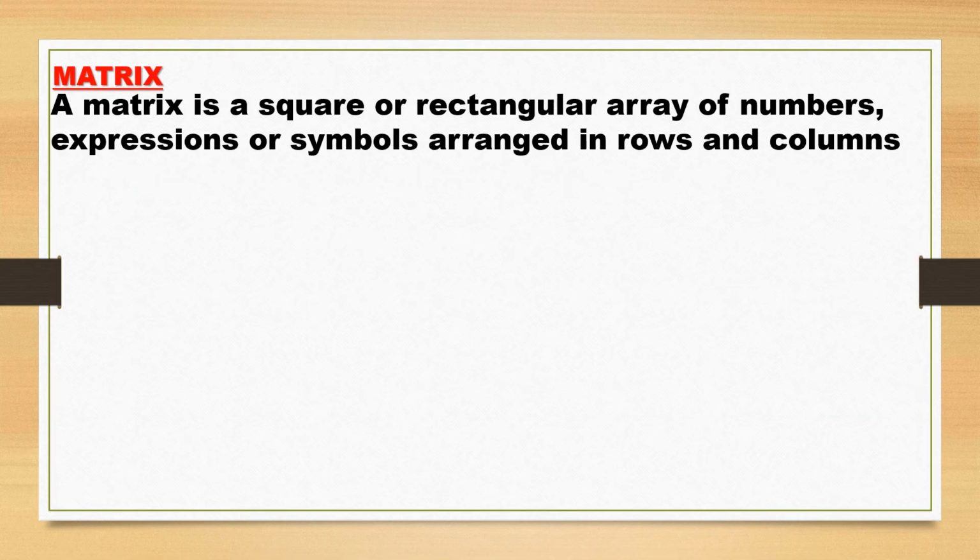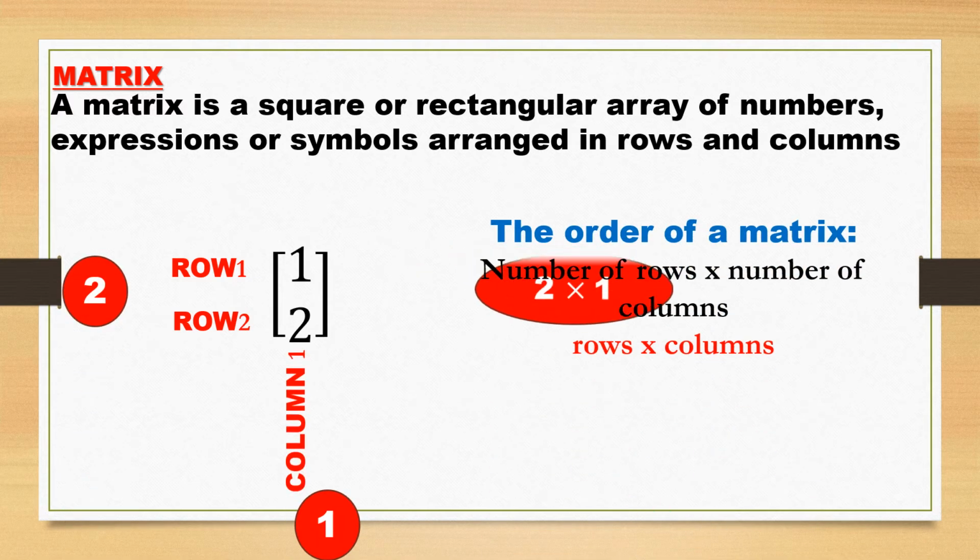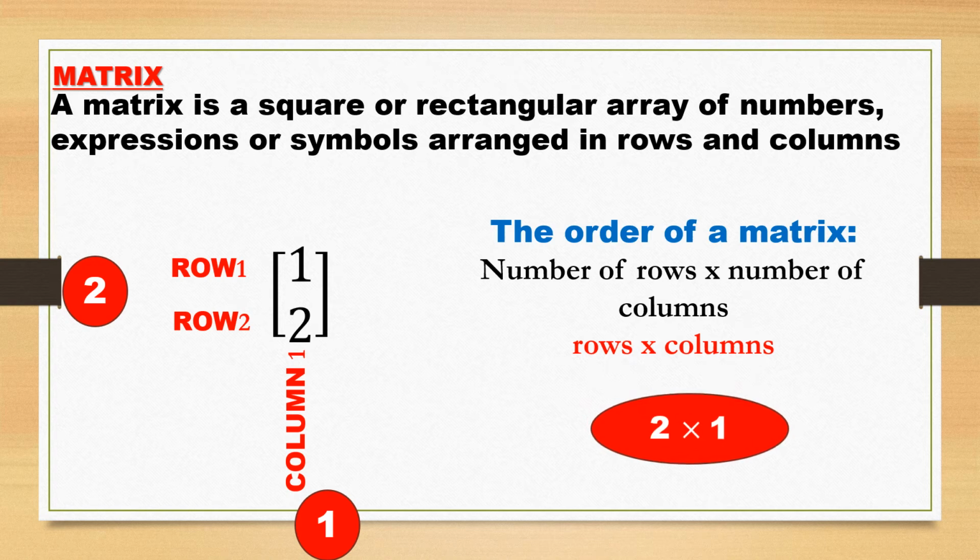Here we have a definition of a matrix. It is a square or rectangular array of numbers, expressions, or symbols arranged in rows and columns. So we describe a matrix by having the number of rows times the number of columns. In this case, this matrix has 2 rows, 1 column. So we describe this matrix as a 2 by 1, the number of rows times the number of columns.